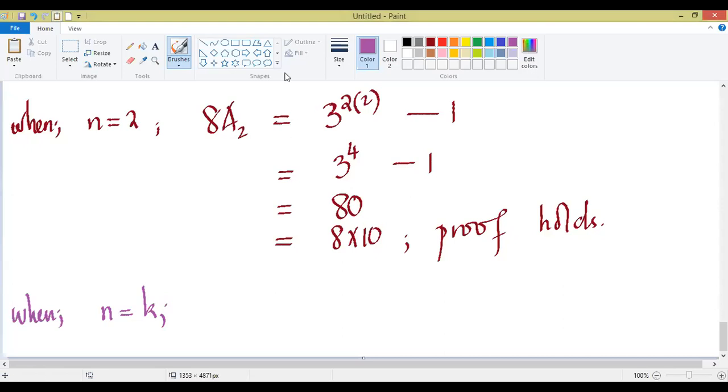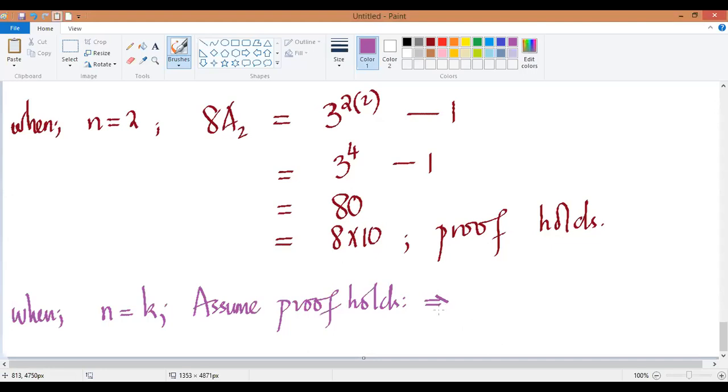And someone remind me, what do we say when n is equal to k? We assume that the thing is divisible by. Assume proof holds. Good. That's good. All of you are right. Assume proof holds. It's the assumption stage. In other words, assume proof holds.